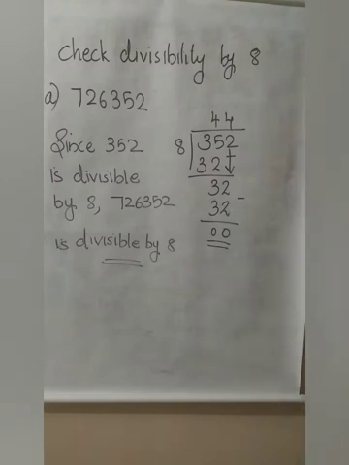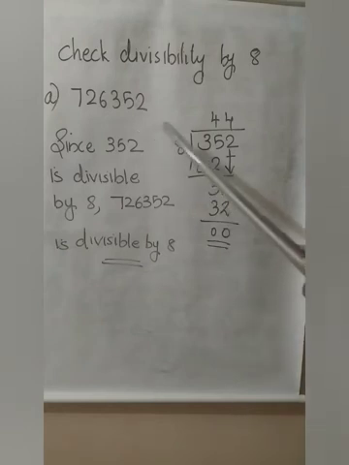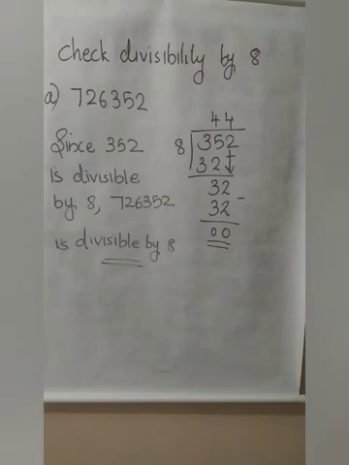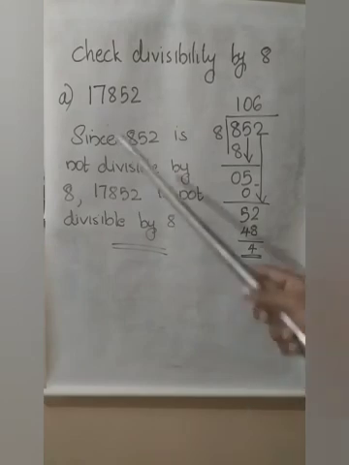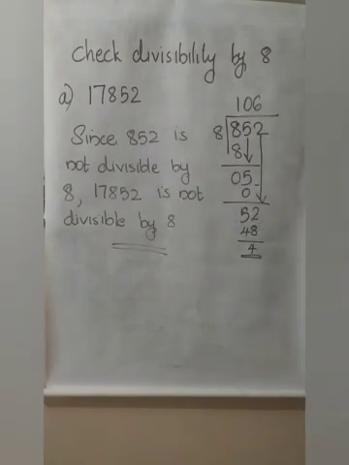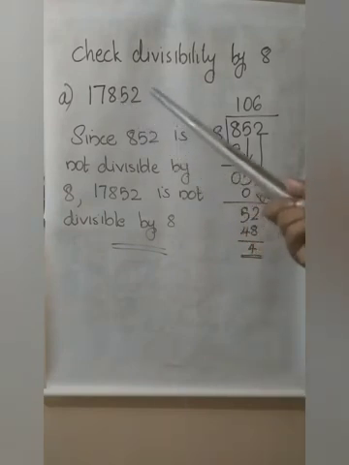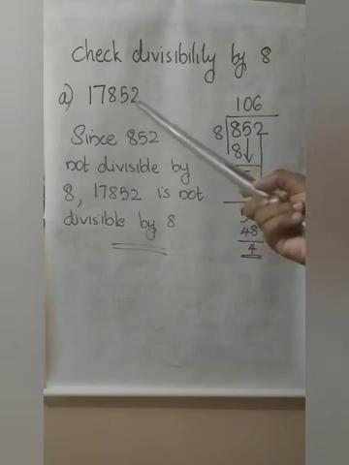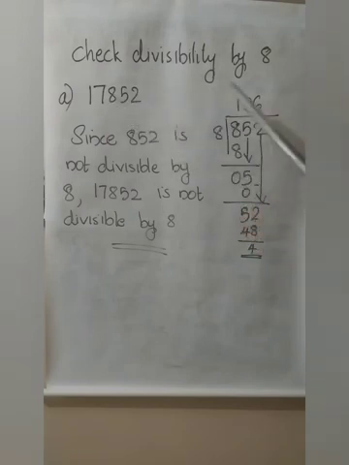So when you get a large number, you check the divisibility by 8 with the last 3 digits. If the last 3 digits are divisible by 8, then we can say the number is divisible by 8. One more example. 17,852. We need to check the divisibility by 8. What do we have to check first? We need to take the last 3 digits. What are the last 3 digits? 852.